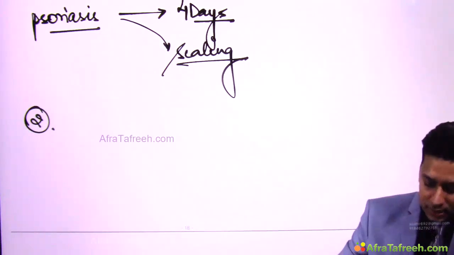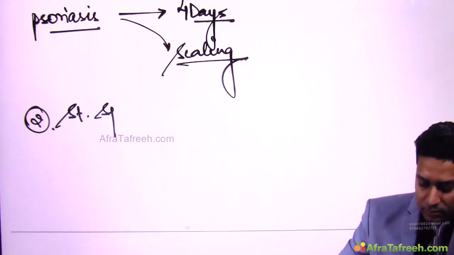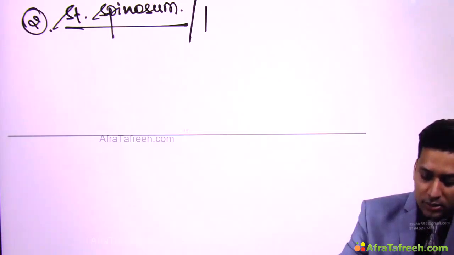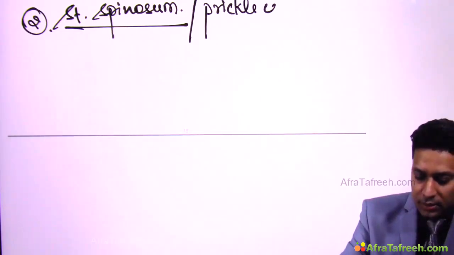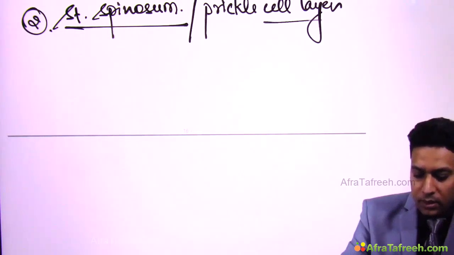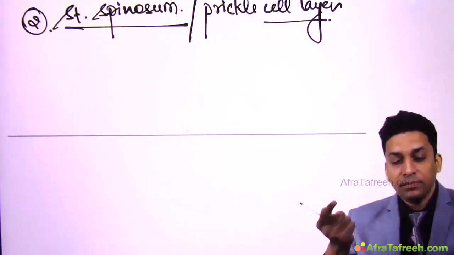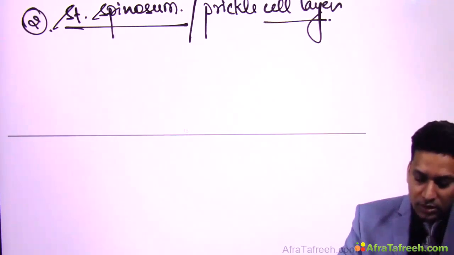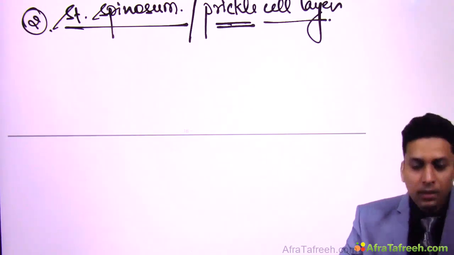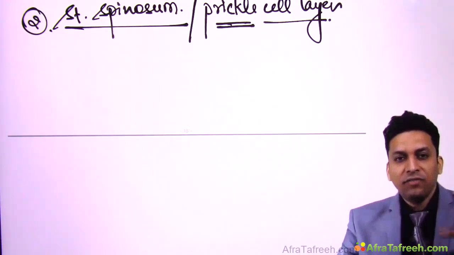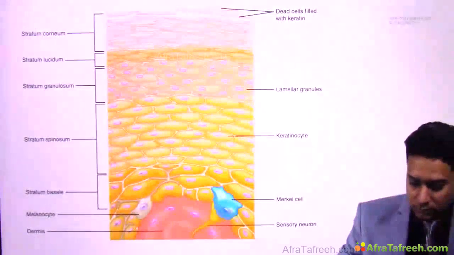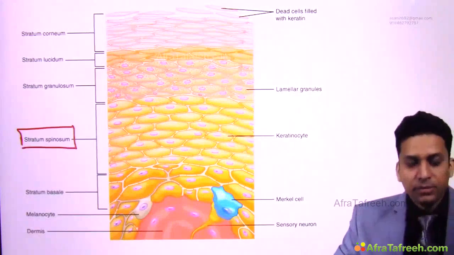Let us move on to the next layer, which is stratum spinosum. Stratum spinosum is also known as the prickle cell layer. Stratum basale is also known as stratum germinativum, because it is germinating from there, proliferating from there. Why prickle? Because when you see this layer, you will find multiple pricks or spines over the cells, like you can see in this image. So this is stratum spinosum.